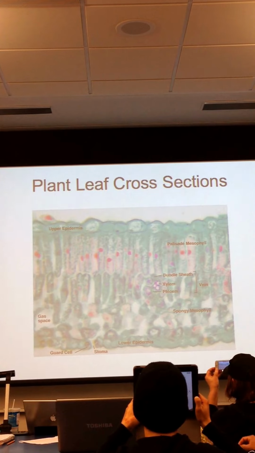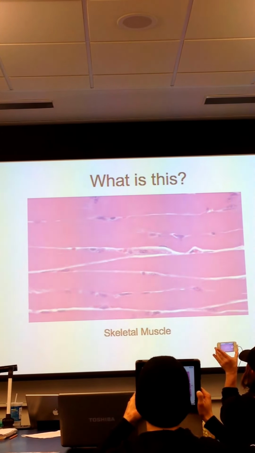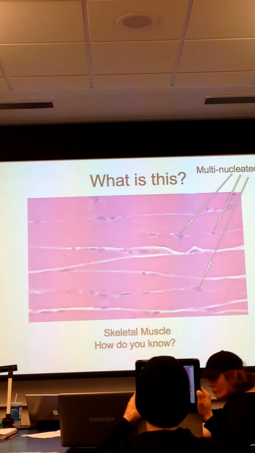You guys okay if I switch it over? All right, now we're on to tissues. What is this? Smooth muscle? Skeletal? It is skeletal. Good. How did you know it was skeletal muscle? All the things on the top. What do we call it? Multinucleated. Good.